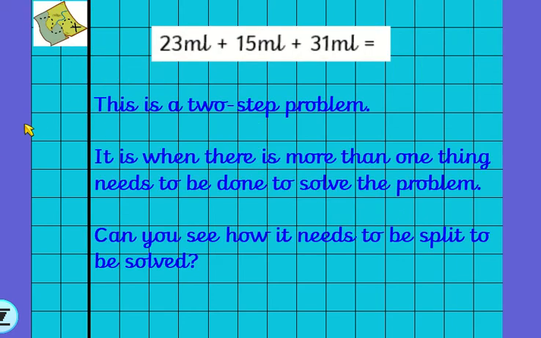So this is a two-step problem, and it is where there is more than one thing that needs to be done to solve the problem. So as you can see, here's our problem at the top. 23 millilitres, add 15 millilitres, add 31 millilitres. Can you see how it needs to be split to be solved?